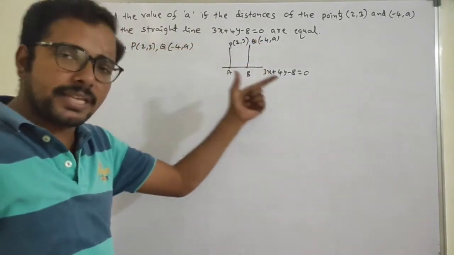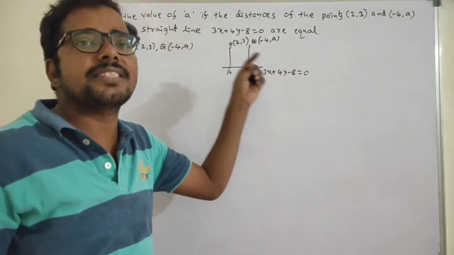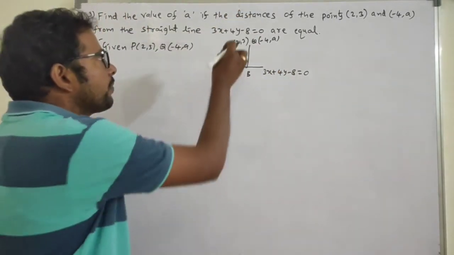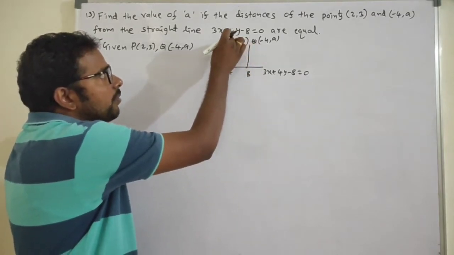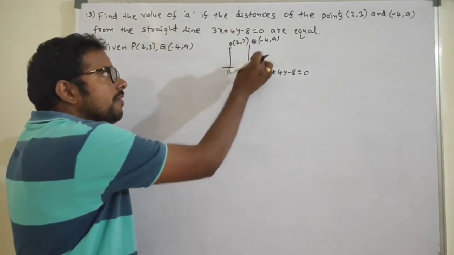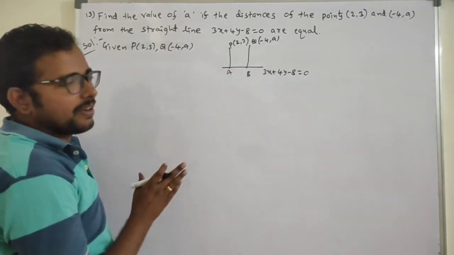Distance from point P to the given line is equal to distance from point Q to the given line. That is the length of perpendicular. From a point to the line, we have to find the length of perpendicular. Here two points are given. The length of perpendicular from this line to P is equal to the length of perpendicular from Q. Both perpendicular lengths are equal.